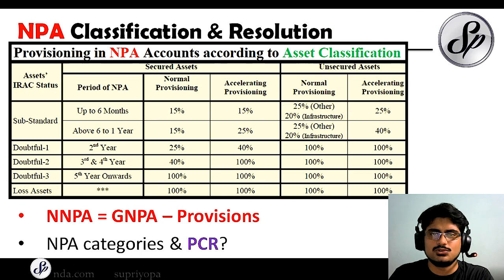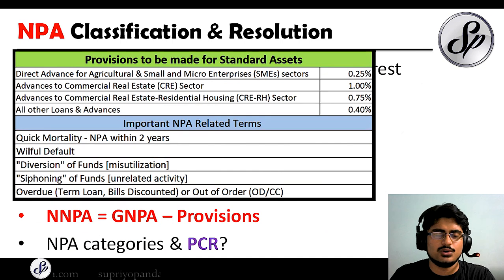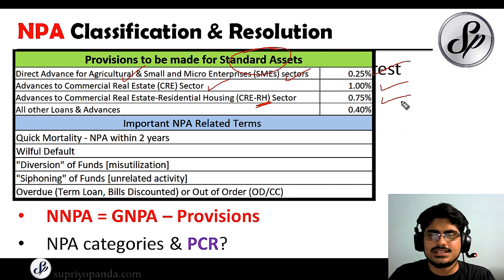Now coming to the next thing, you also have to make these provisions for the standard assets. If you have any direct advances to agriculture or the SME sector, you have to have 0.25%. For the commercial real estate sector, it is 1%. For the commercial real estate housing sector, it is 0.75%, and for all other loans and advances it is 0.4%. And remember, the 0.25% is for small and micro enterprises. For medium enterprises it is actually 0.4%, the same as the other loans.